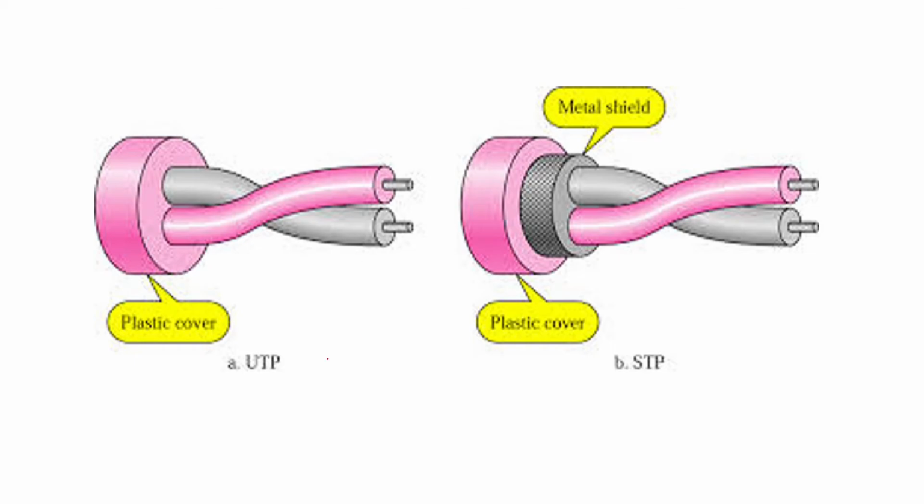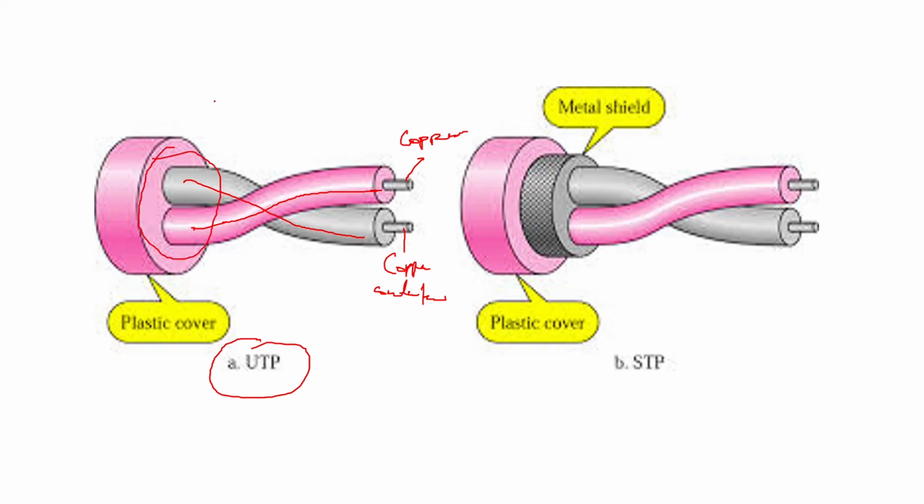So the first figure here shows a UTP arrangement. Here you can see this is one wire, this is one wire, this is one wire, and this is another wire, which are twisted, and here you can have your copper conductor which can be used for your connection. And upon this arrangement of twisted pair, you are having this plastic cover. So this is simple. This is your unshielded twisted pair cable.